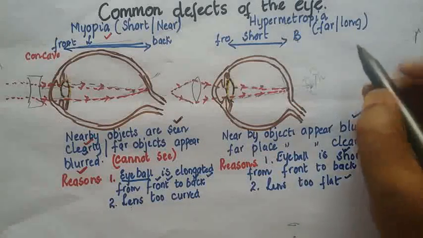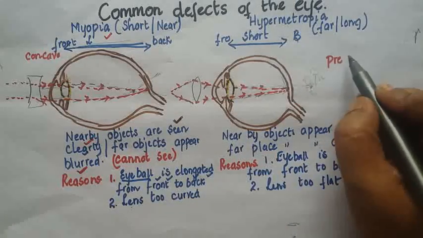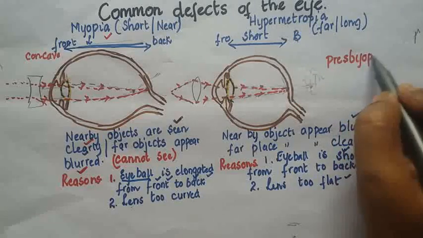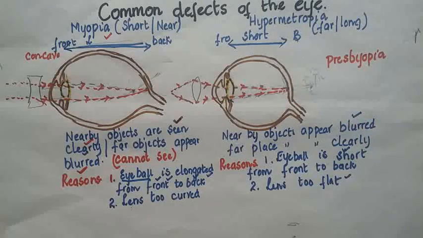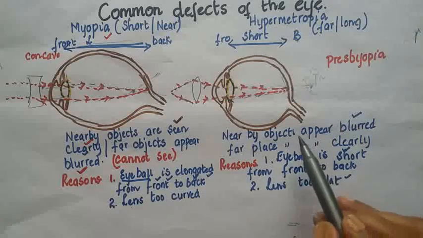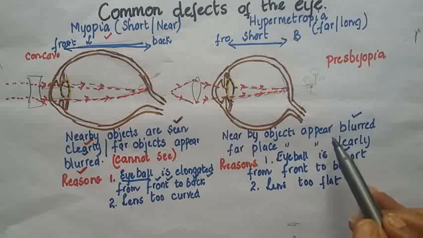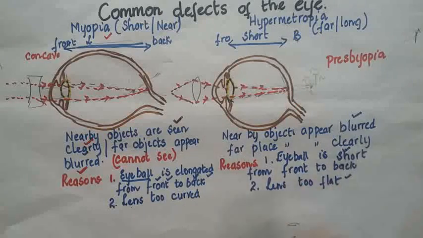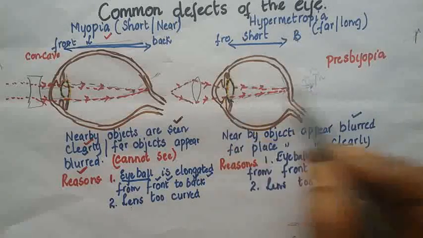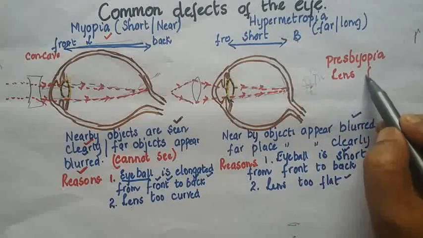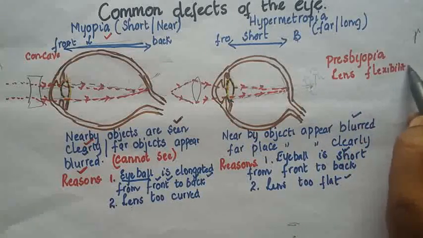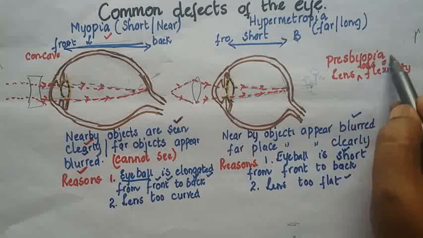Along with that, there is one more defect which is common among the elderly people, known as presbyopia. In case of presbyopia, you can observe the same defects where he can view the objects placed far away clearly, and again the nearby objects appear blurred. Now what is the reason for presbyopia, which is common among old people? In such case, the lens would have lost its flexibility. So it means there is a loss of flexibility in the lens.